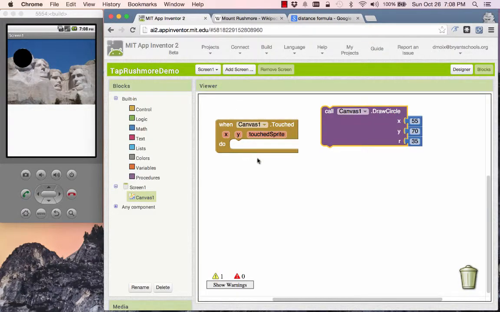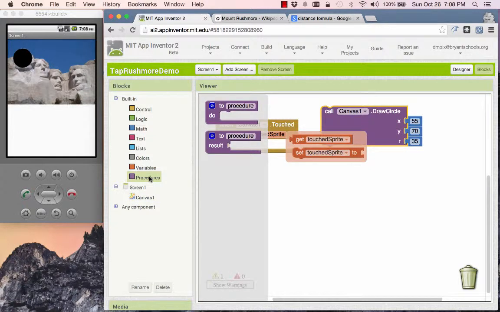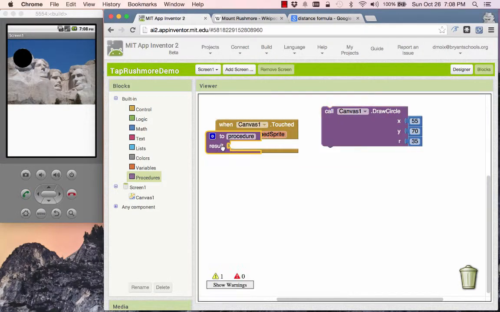So we can work with that. Rather than putting those components right in here, because we're going to be doing the distance formula for both of the presidents whose faces are circles, why don't we create a procedure that will let us reuse the distance formula once we get it put in. So this top procedure is to do some kind of work, but it doesn't produce an answer. This bottom procedure does some kind of math or calculation, and it produces a result. And the distance formula, we need to produce the result, which is the distance.